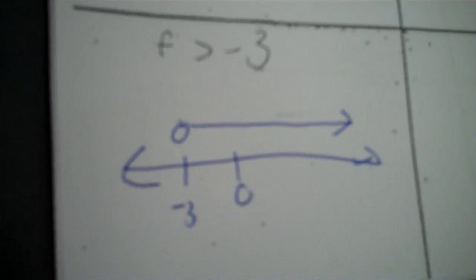Okay. The f variable is greater than negative 3. So what I'm doing on a number line is simply graphing all the possible values for f. I have the variable and the number. We don't need to reorder it. Circle, don't fill it. That's a greater than. F can be any number greater than negative 3. So then it would go that way.